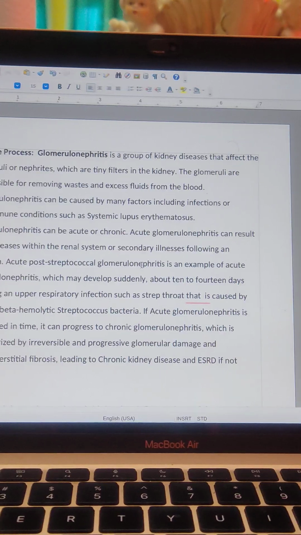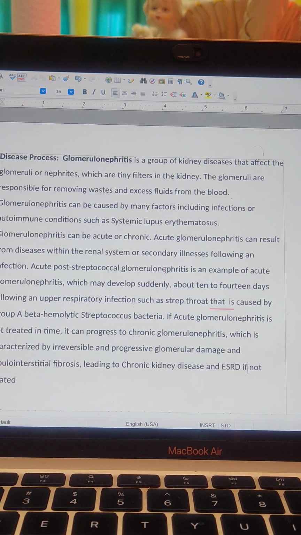Glomerulonephritis is a group of kidney diseases that affect the glomeruli, or the nephrons, which are the tiny filters inside the kidney. The glomeruli are responsible for removing waste and excess fluid from the blood. Glomerulonephritis can be caused by many factors, including infections or autoimmune conditions such as systemic lupus erythematosus. Glomerulonephritis can be acute or chronic. Acute glomerulonephritis can result from diseases within the renal system, or it can be a secondary illness following an infection.